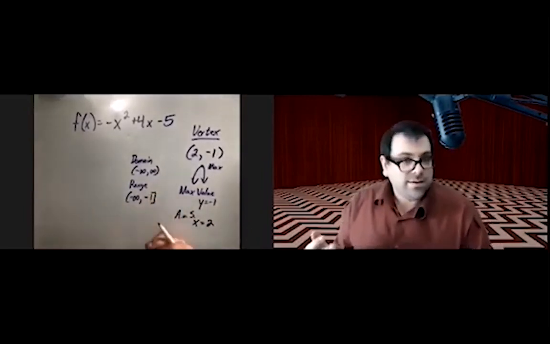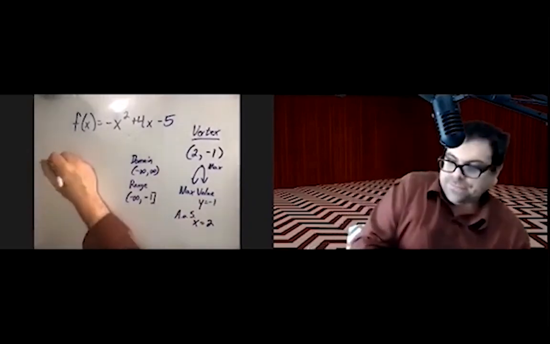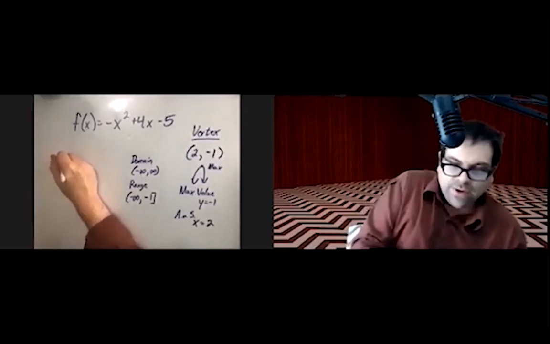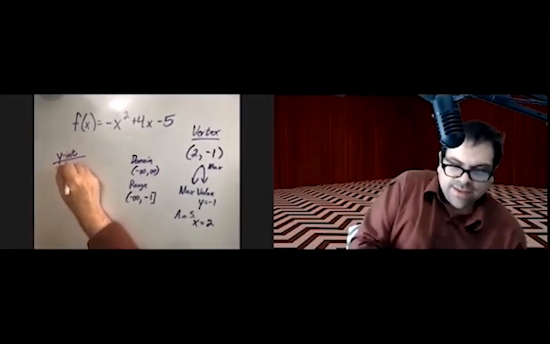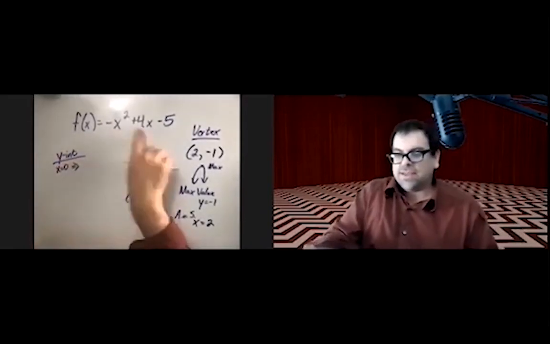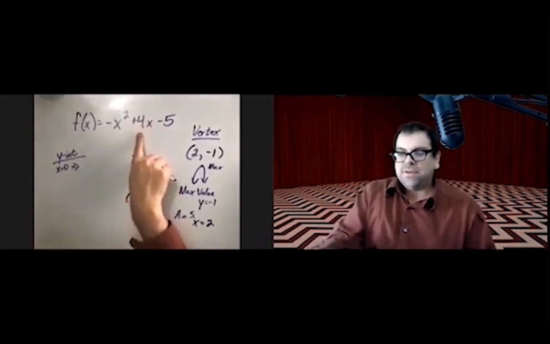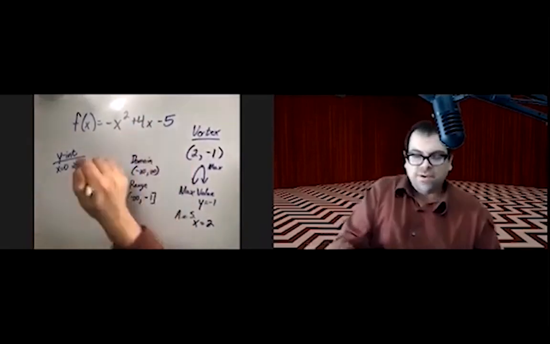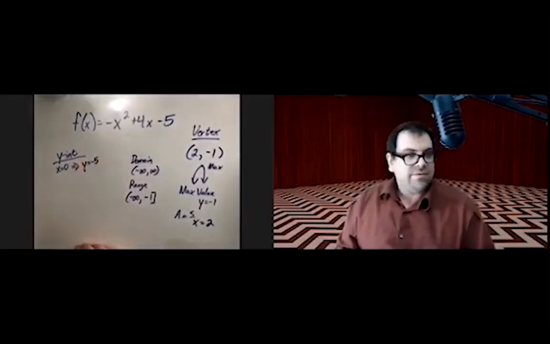What are we missing? x and y intercepts. The easy one is the y intercept, because that's when x is 0. When x is 0, we plug in 0 for x. That disappears, that disappears. 0 plus 0 minus 5. The y is going to be -5.